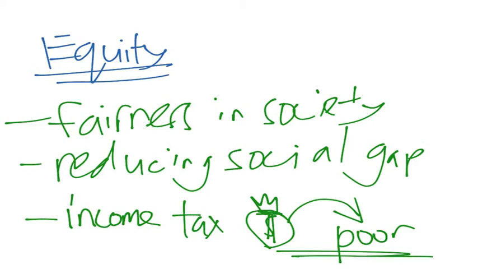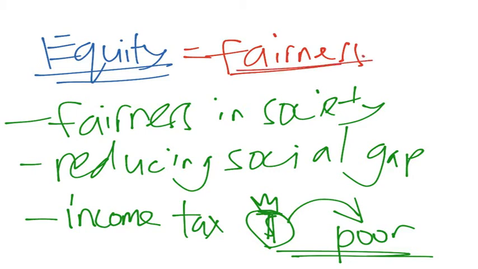So, in other words, equity is fairness. And this is something that is aimed mostly by governments. You won't see a private firm aiming for equity. I mean, not to say you won't, it's less likely to see that.